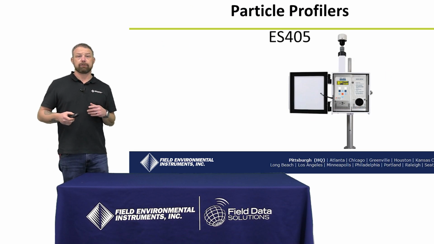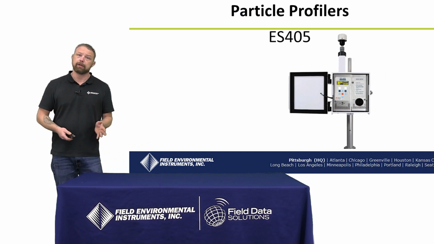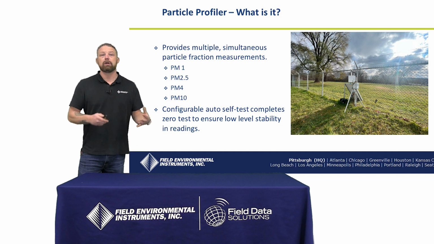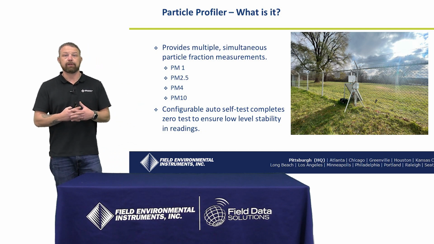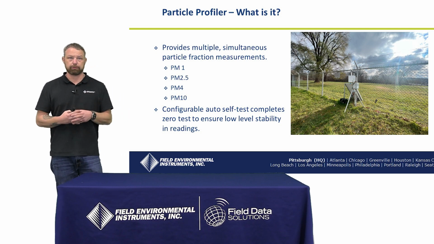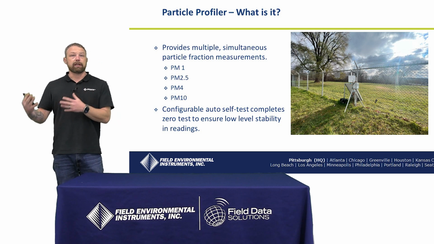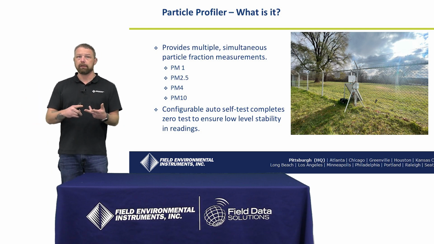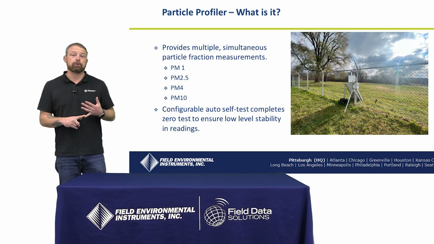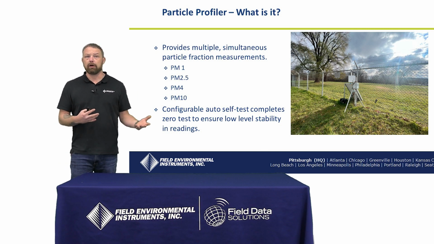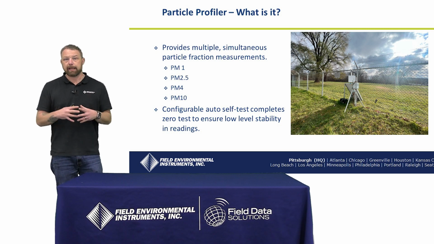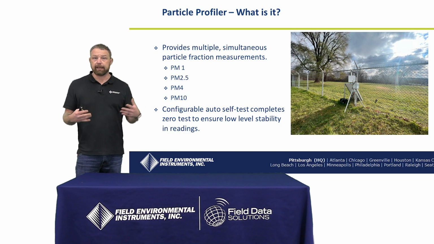The next category of devices we're going to talk about are very similar to nephelometers, but they're called particle profilers. Typically, a nephelometer is going to provide you with a single cut point or single fraction size of particles, where the particle profilers are going to provide multiple simultaneous particle fraction measurements. For example, the ES405 from MET1 gives you PM1, PM2.5, PM4, and PM10 micron particles simultaneously. They also employ a configurable auto self-test, typically running once an hour, that ensures a very stable baseline for low-level readings that you may encounter in the field.